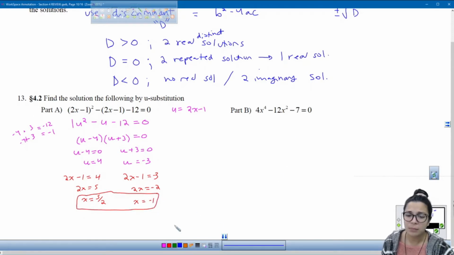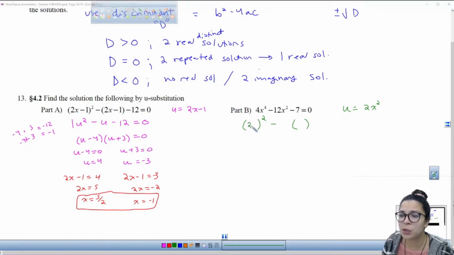All right, let's move on to part B. So on part B, I'm also using U-substitution here, right? But this one's a little bit different. I have to find what U actually equals. And remember, it's easy. It's just the square root of this first term. So U equals 2x squared. So I'm going to go ahead and write the first term as something squared, and the middle term I need to write as something times that same U value, okay?